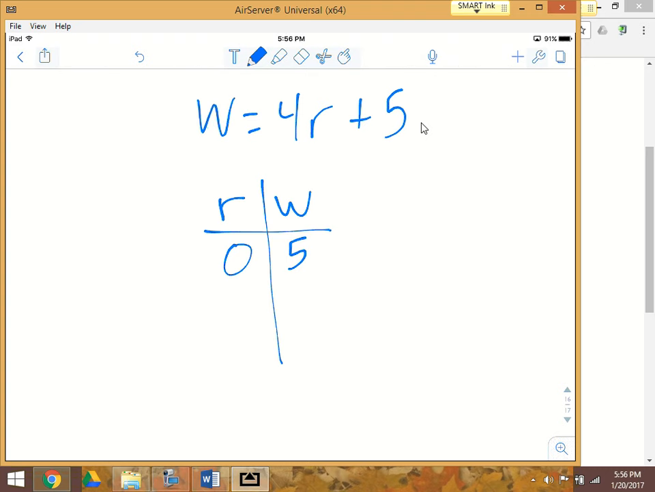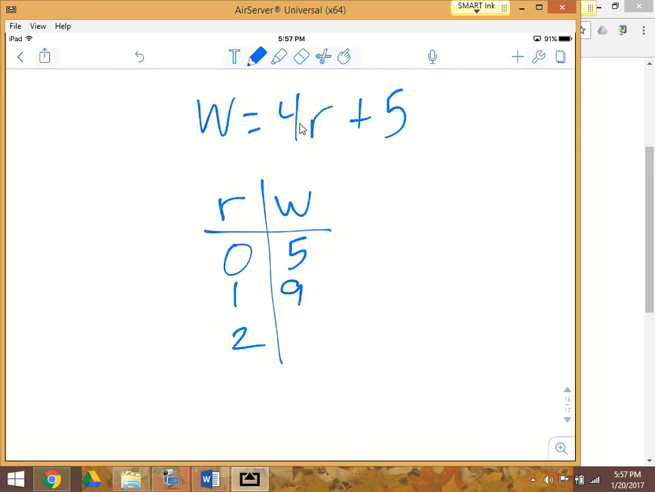Now, what does that mean? That means that if we're carrying 0 rocks, we still have 5 pounds. Now, that doesn't really make sense, but for the sake of the problem, we'll just keep going and it'll be okay. So let's change R to 1. 4 times 1 is 4. Now 4 plus 5 is 9. So what this means is if I'm carrying 1 rock, I have 9 pounds. 1 rock, 9 pounds.